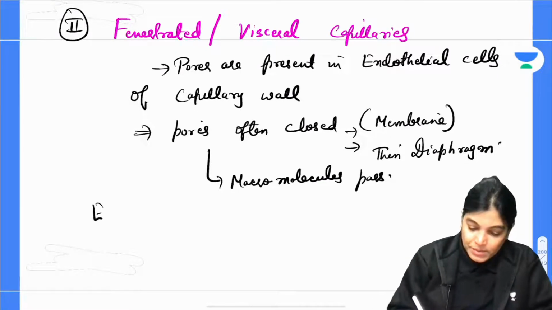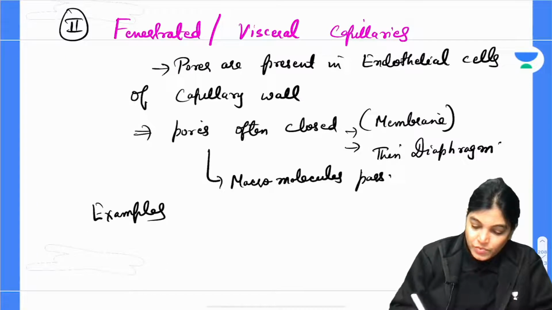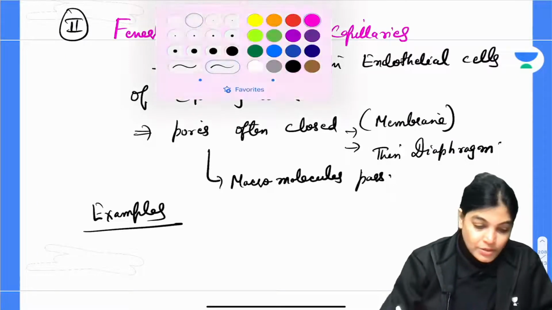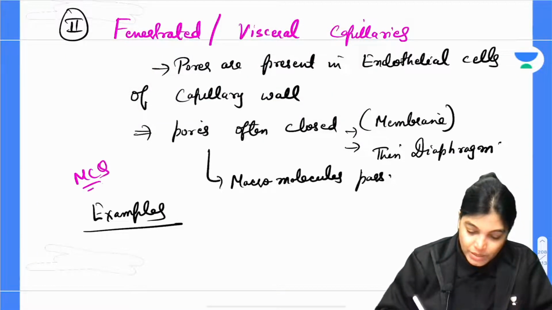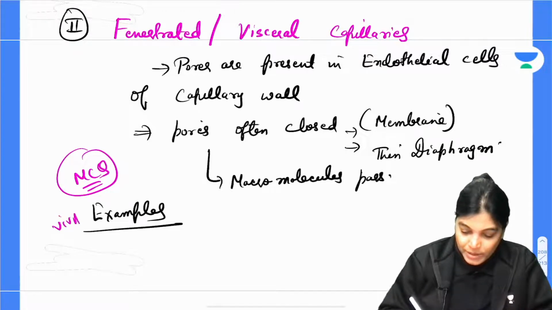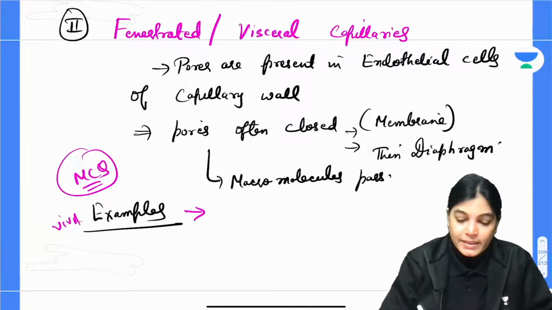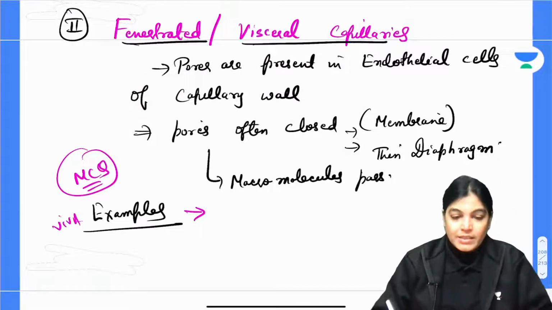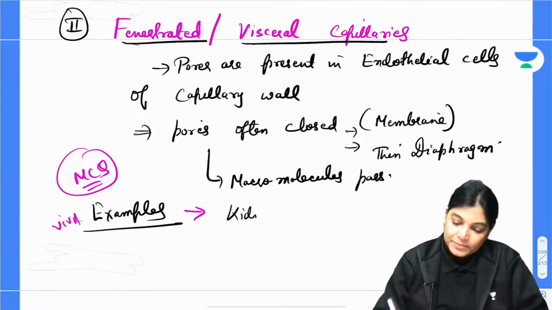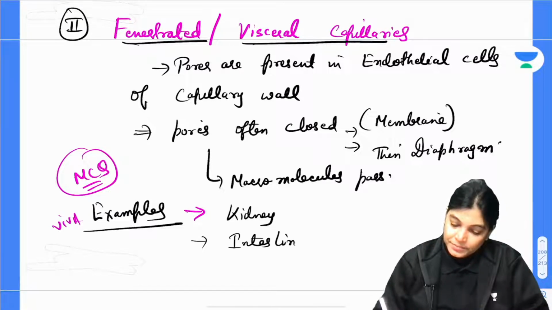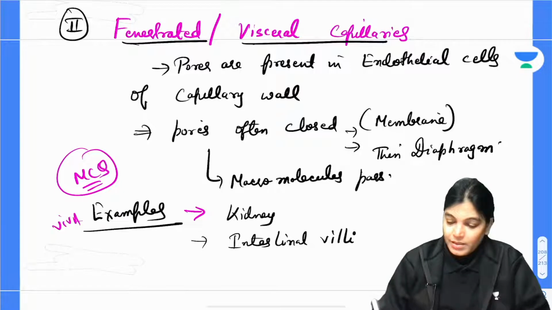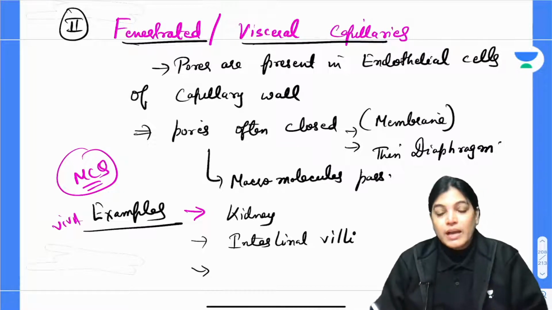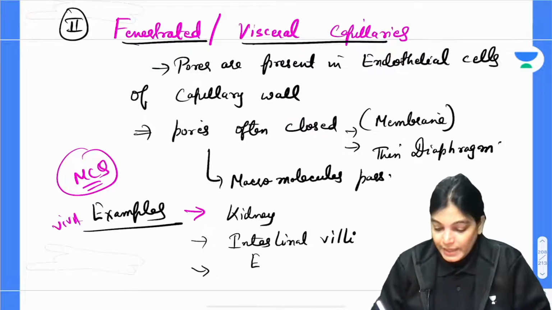Examples, which are very important if you are targeting your MCQs. What do we need to know for MCQs or Viva? Examples of fenestrated or visceral capillaries: it is found in kidney, in intestinal villi, in glomerular capillaries, and in endocrine glands.